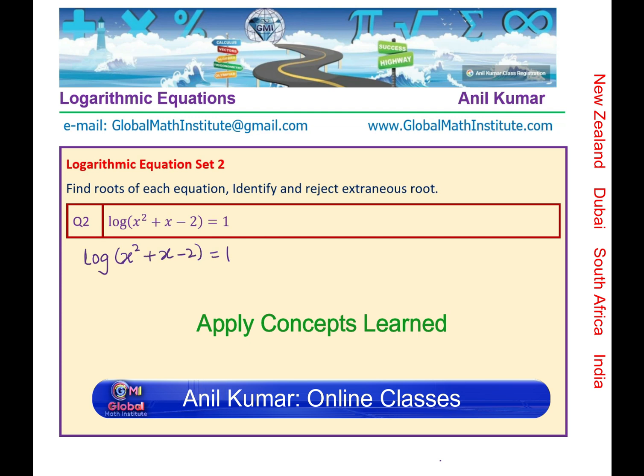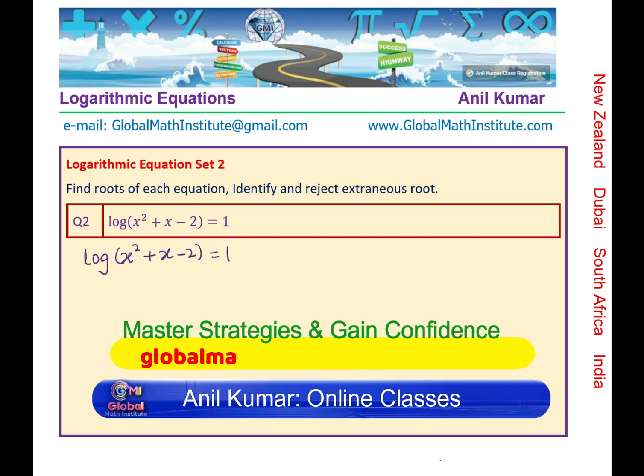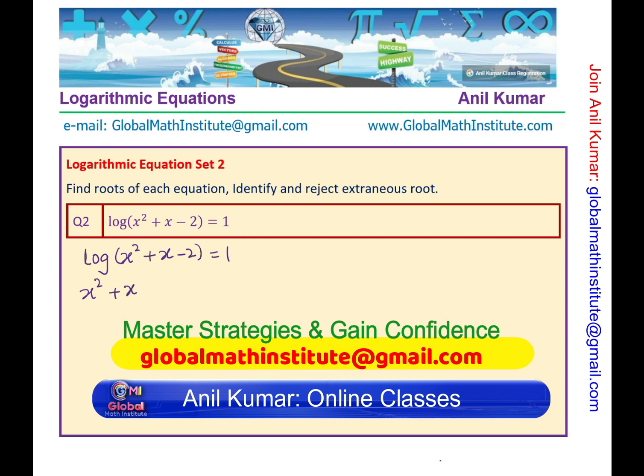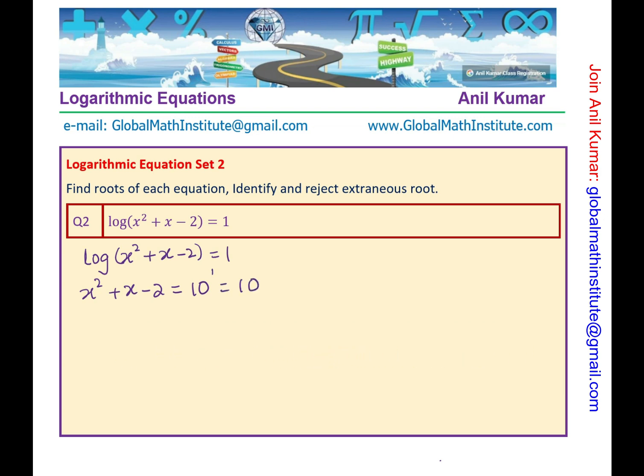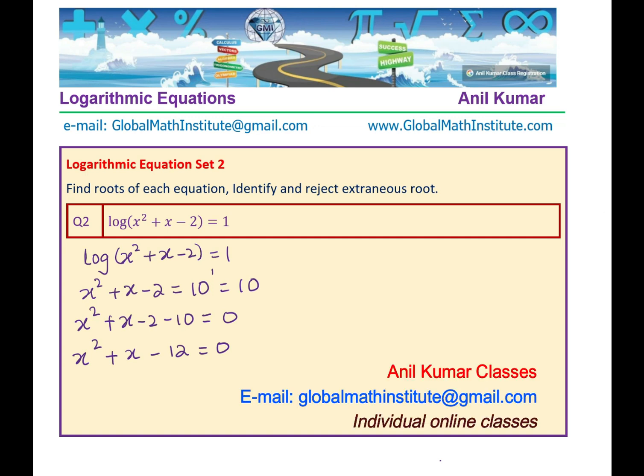Write it in exponential form. The base, as you know, is 10. So we get x squared plus x minus 2 equals 10 to the power of 1, which is 10 itself. Bring them together. We get x squared plus x minus 2 minus 10 equals 0. That gives you x squared plus x minus 12 equals 0. Factor it: minus 12 means 4 times 3, and 4 should be positive. So we get (x plus 4)(x minus 3) equals 0.